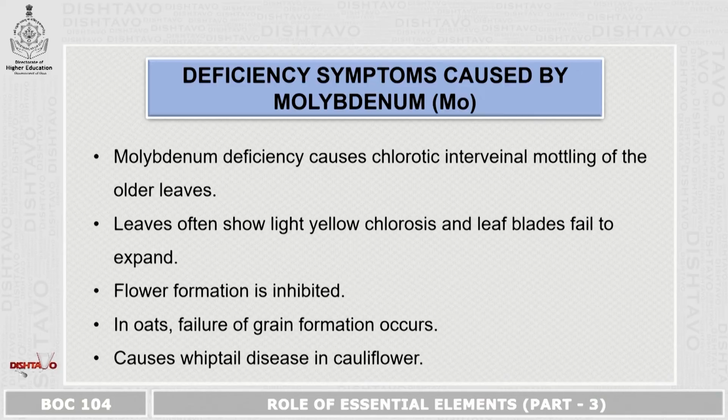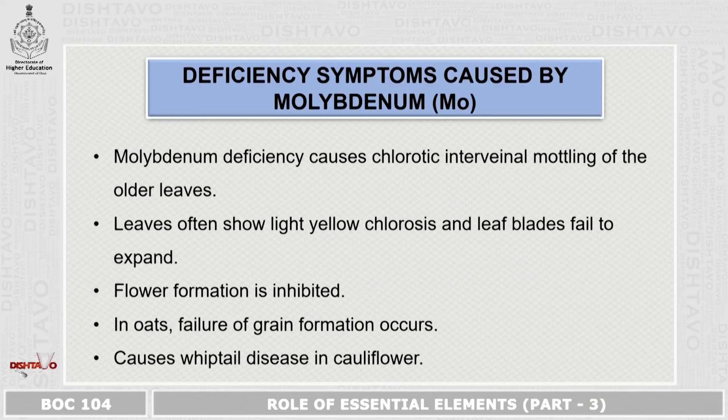Next, coming to the deficiency symptoms caused by molybdenum. Molybdenum deficiency causes chlorotic interveinal mottling of the older leaves. You can see the chlorosis in between the veins of the leaves. Then the leaves often show light yellow chlorosis and the leaf blades fail to expand. Flower formation is also inhibited. In oats, failure of grain formation occurs, so the grains are not formed properly in oats.